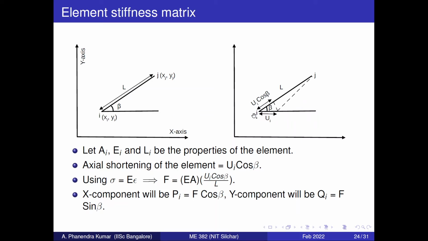So this is the force that acts along the member, but we are considering here the global axis. In the local coordinate system, we have a force of EA ui cos beta by L. We need to resolve it along the x-axis and y-axis. The x component will be f cos beta, and in the y-axis, it will be f sin beta. We will be denoting the x direction force as p and the y direction force as q.